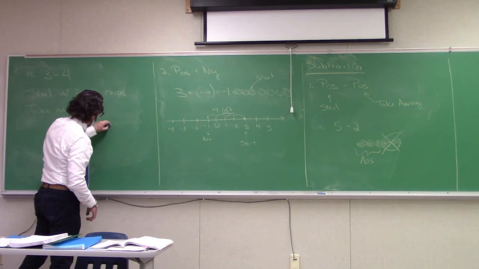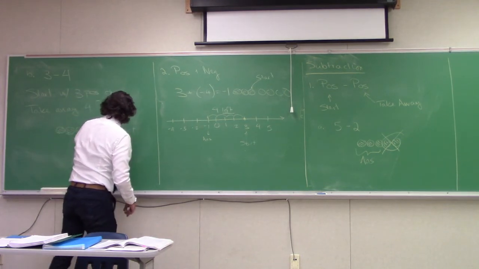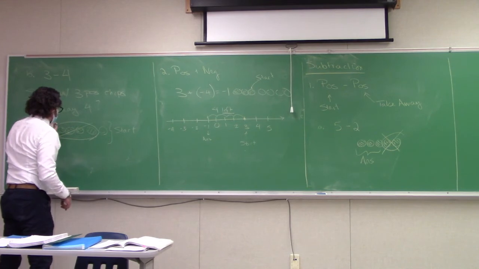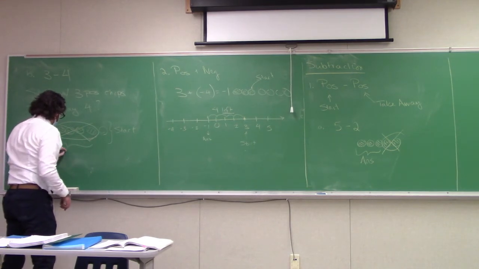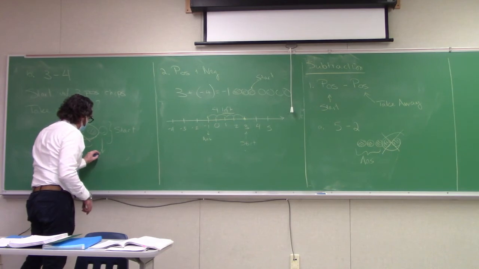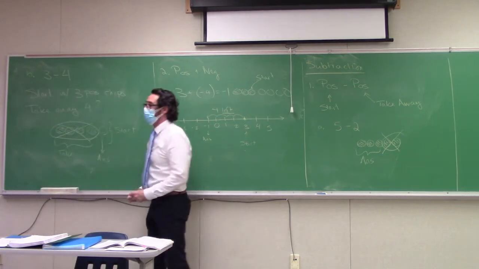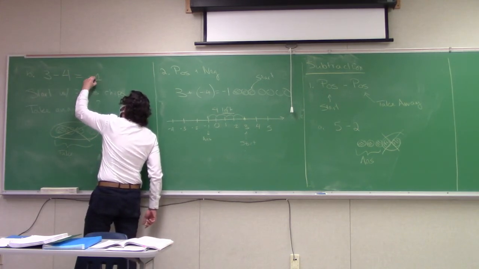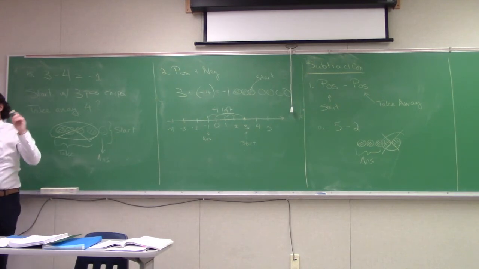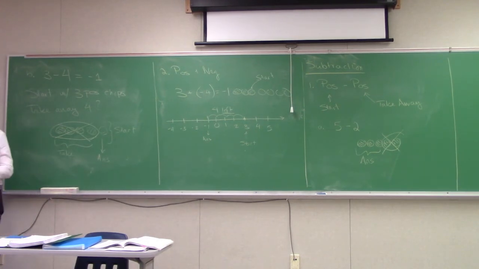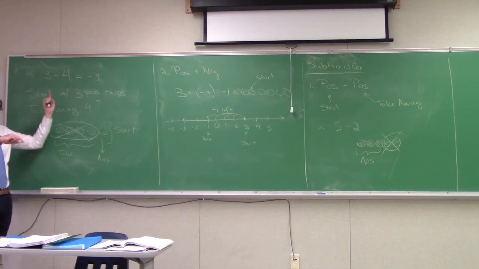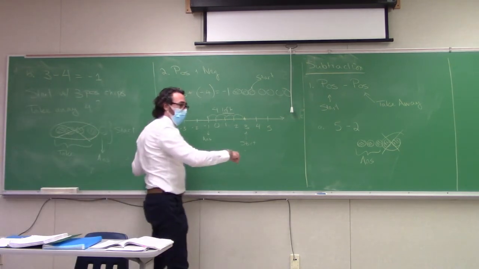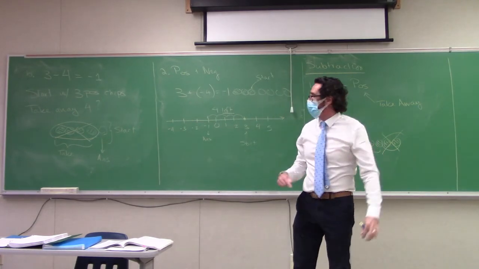So, this is what we start with. We take away those, and what we're left with, that's our answer. So 3, take away 4, is -1. Now on the number line model, the minus would be represented by taking steps to the left. Okay?